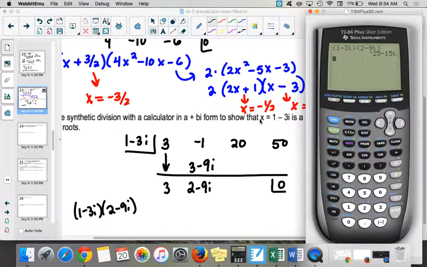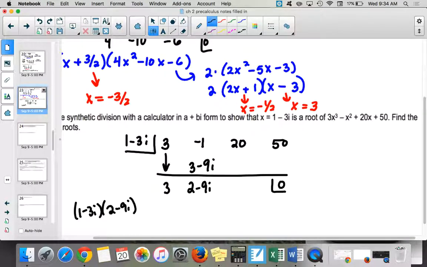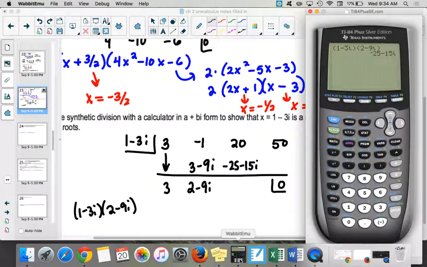Do you guys all have that? So we write that up there. So -25 minus 15i. Okay, and I'm just going to keep this going on my calculator. So what do I need to do? I need to add 20. That's not hard to do without a calculator, but we're going to go ahead and do it on our calculator anyway. So we get -5 minus 15i.